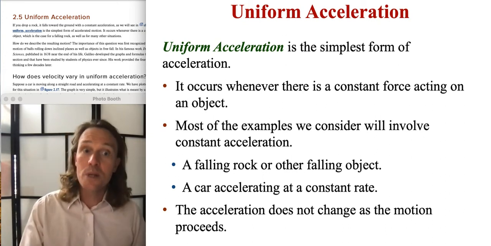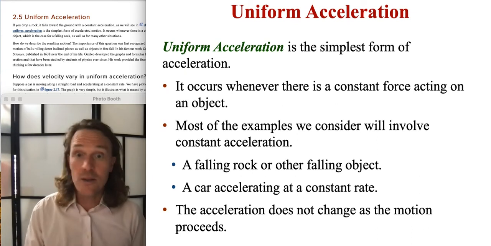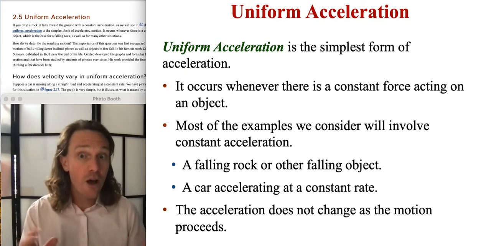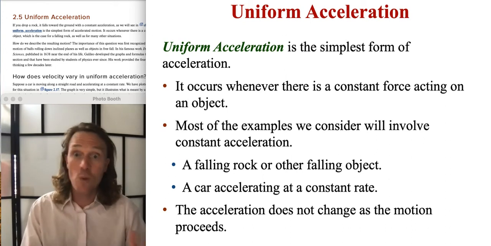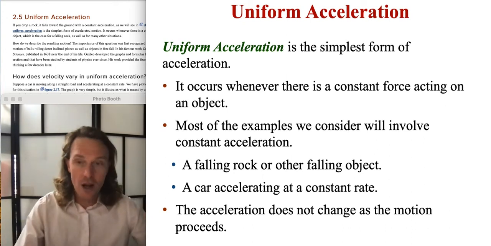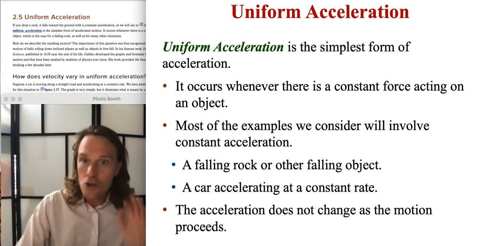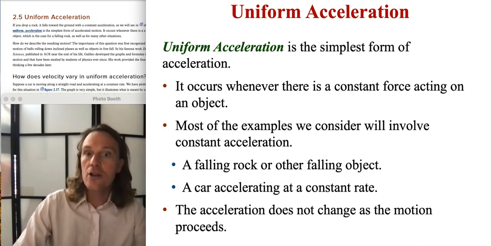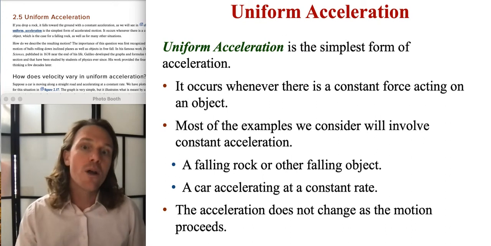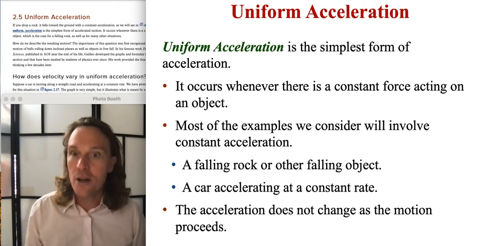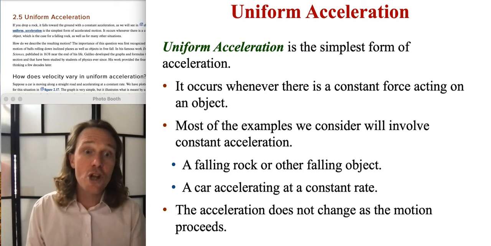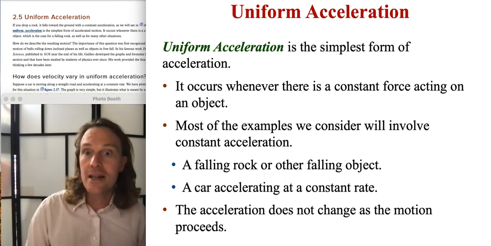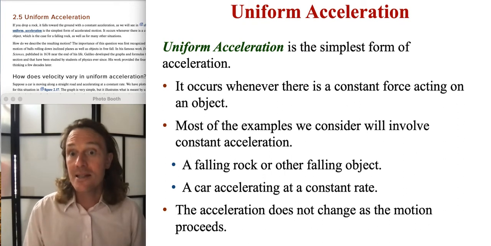So most of the examples we consider will involve constant acceleration, right? It really is ubiquitous. It's very common. Falling rock, okay? Car accelerating, right? So, passing someone. You assume they're going to be accelerating at a constant rate, which is pretty accurate because you push down the pedal a certain amount. You push that same amount throughout your moment of acceleration. Constant acceleration is pretty commonplace, okay? So the acceleration does not change as the motion proceeds. That's what we mean by uniform acceleration, or as I keep calling it, constant acceleration.